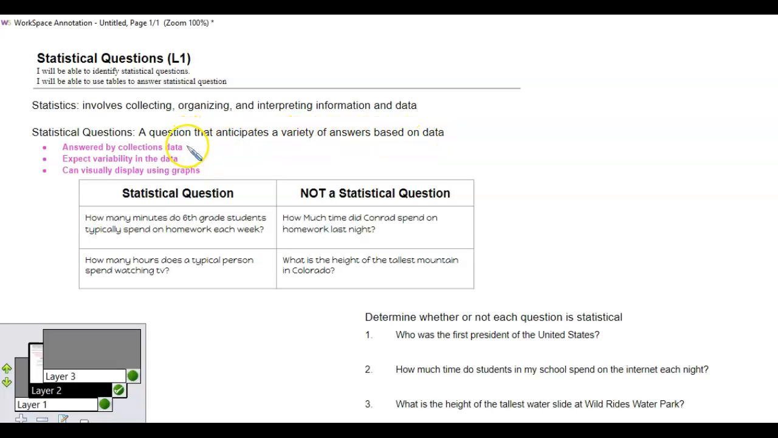So what that means is we're looking for three real things. Answered by a collection of data. So you're going to ask lots of people, so there's going to be lots of answers. And then expects variability, that means we're going to expect different answers.